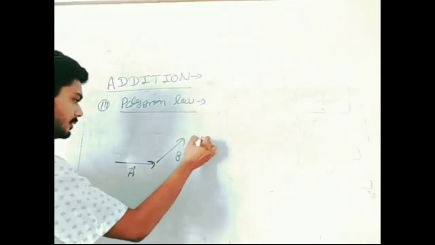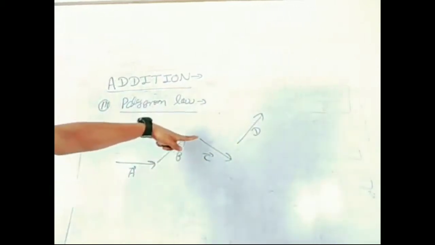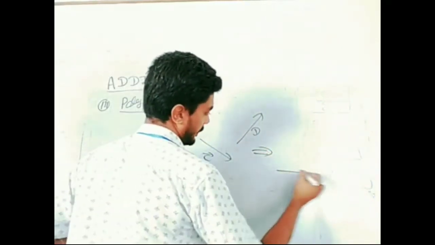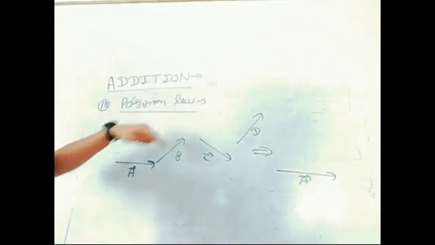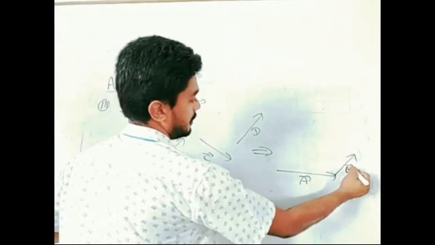vector B, vector C and vector D. We are considering four vectors A, B, C and D. Then how will you add these four vectors? Draw vector A. From the head of A, draw vector B. From the head of B, draw vector C.